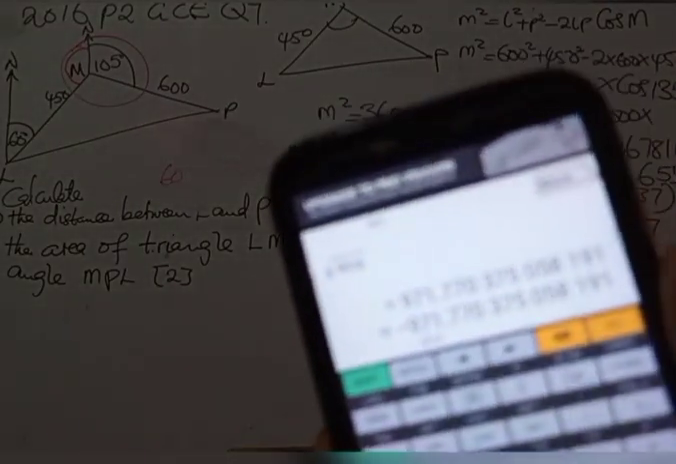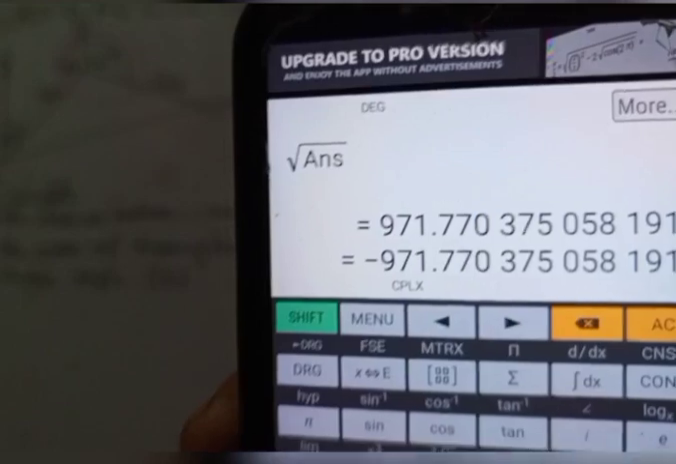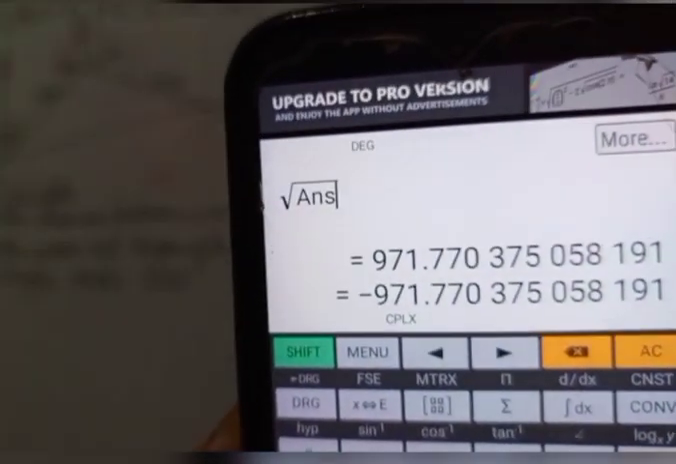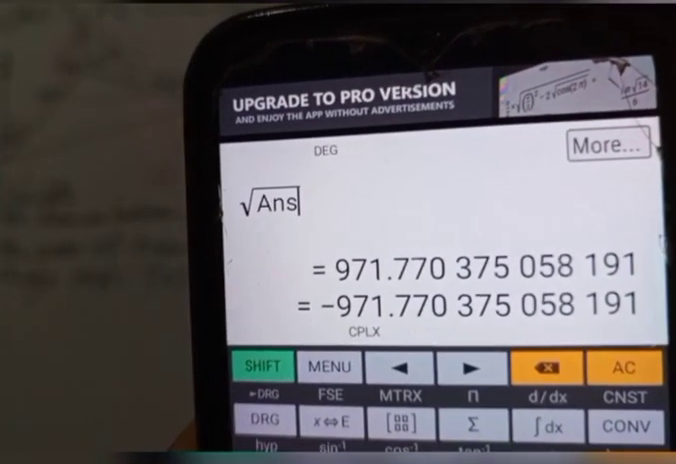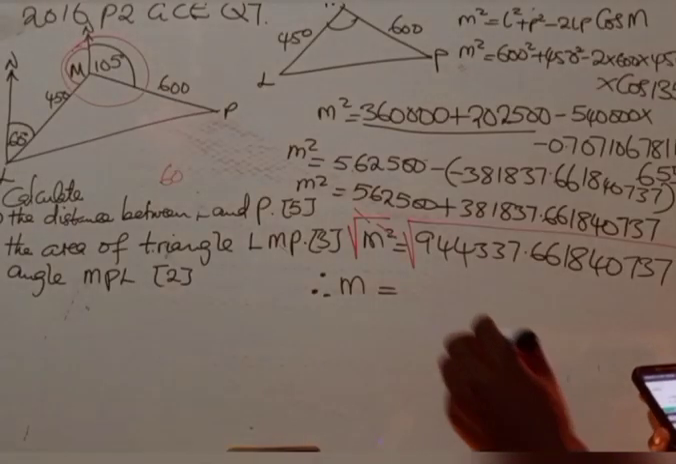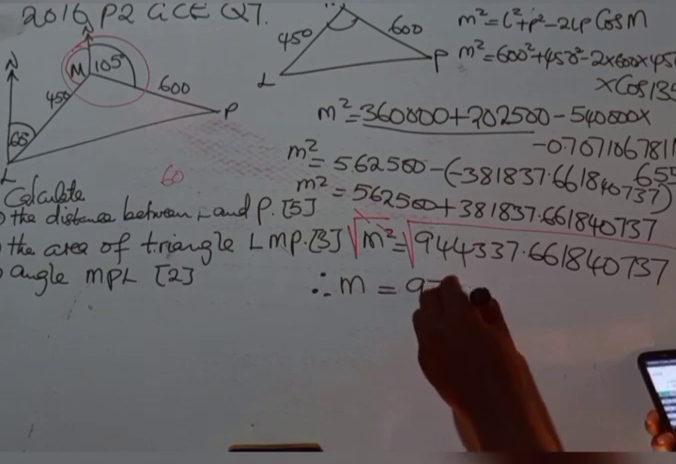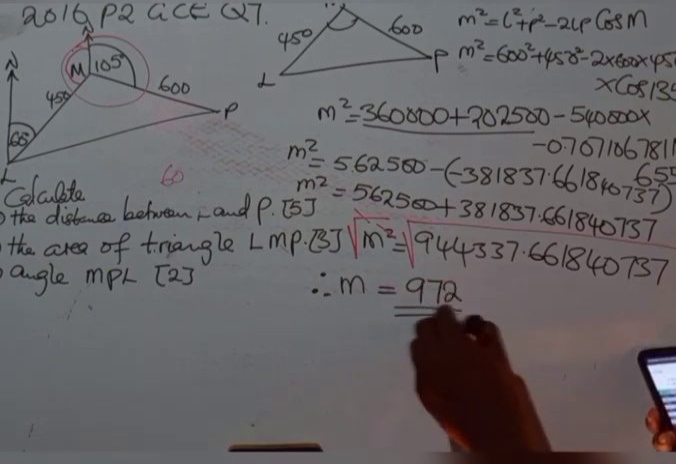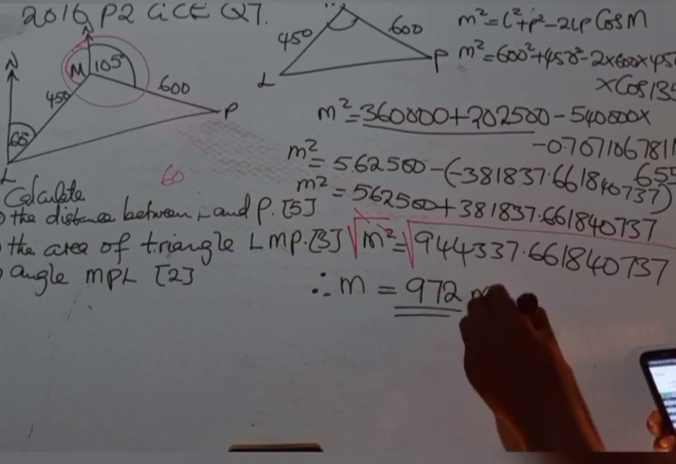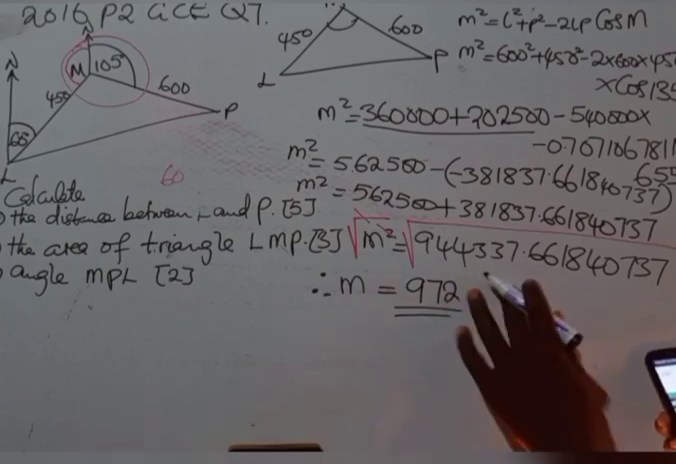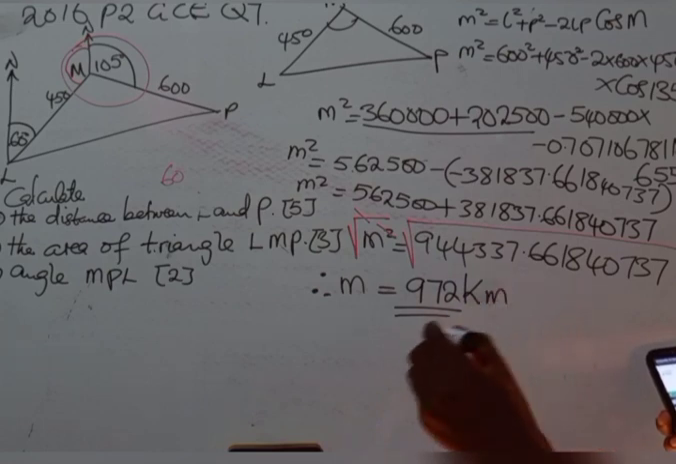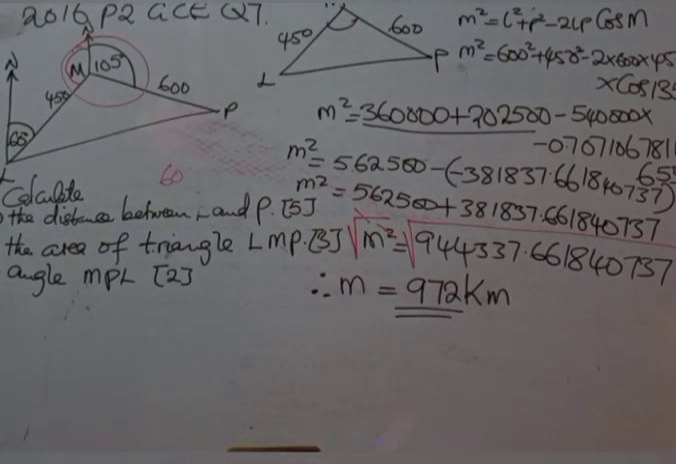971. Remember, this is not an angle. This is just a side. So we are going to leave this side in 3 significant figures. So we have 972. That will be our answer, 972 kilometers, since these things are in kilometers. So that is the answer for side AOP, 972 kilometers.